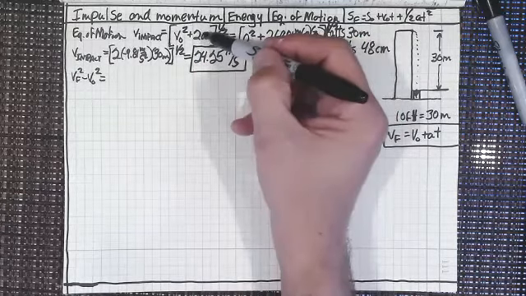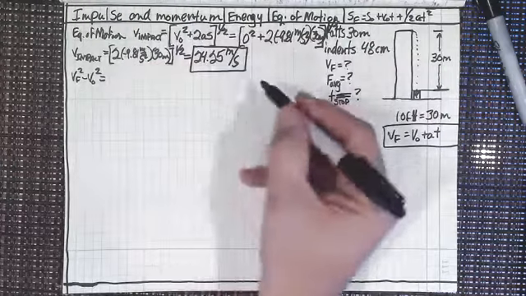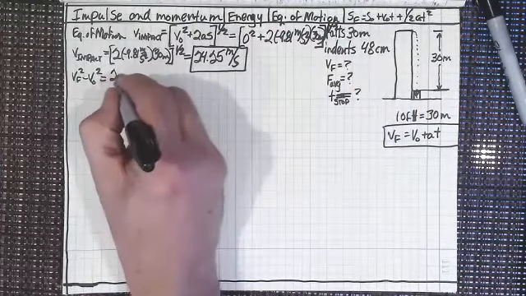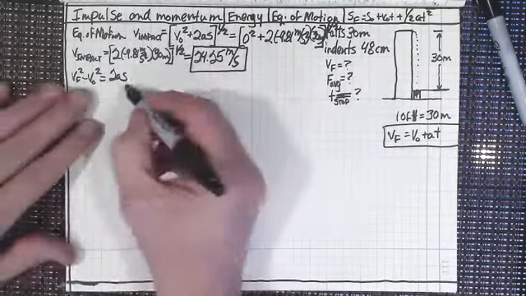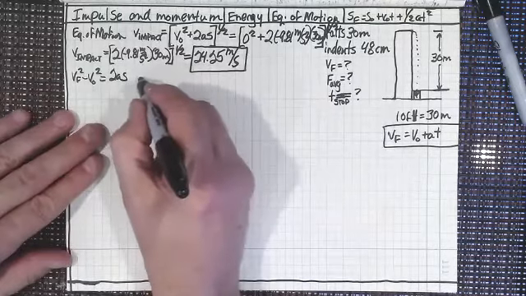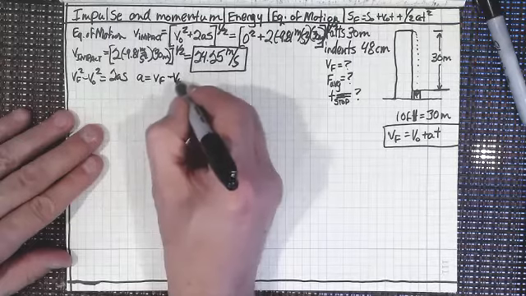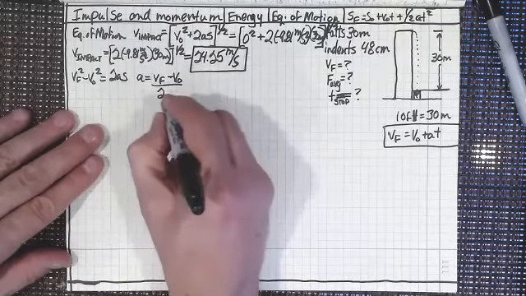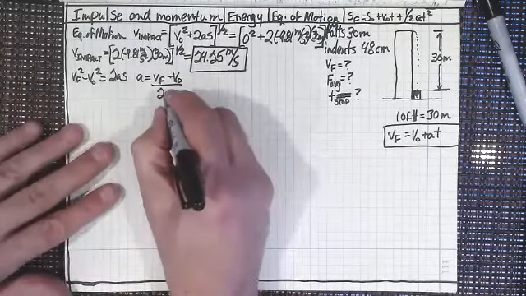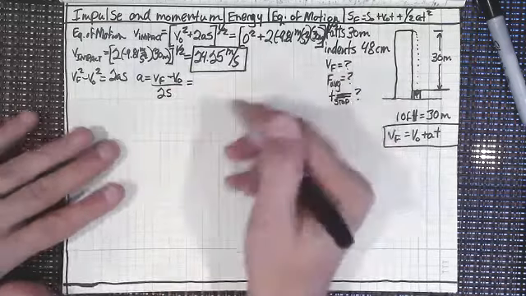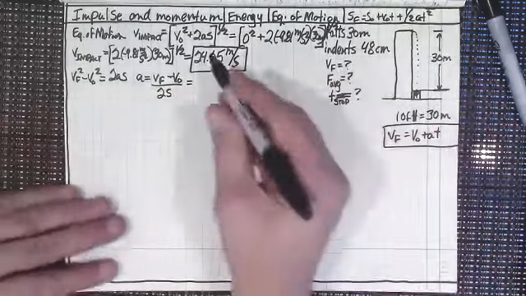That's V squared plus 2AS. So I've got 2AS over here. I want A, so I've got V final minus V initial, divided by 2S. And in fact, I probably just used that someplace here, but whatever.